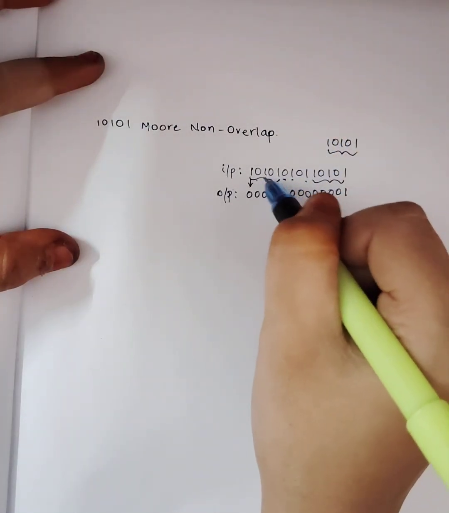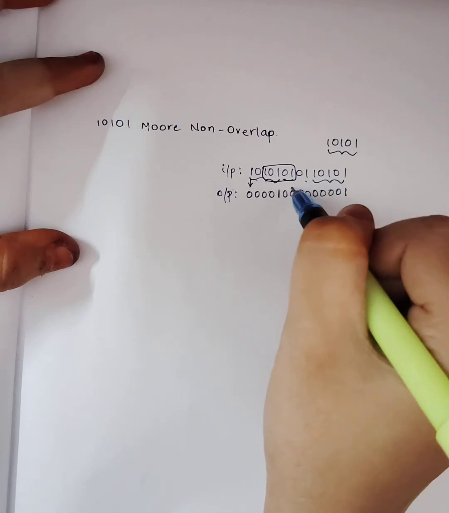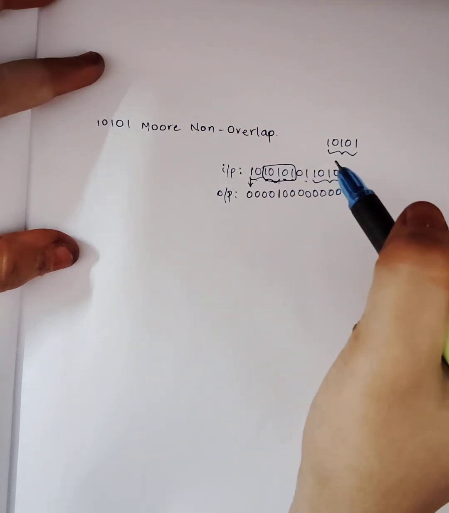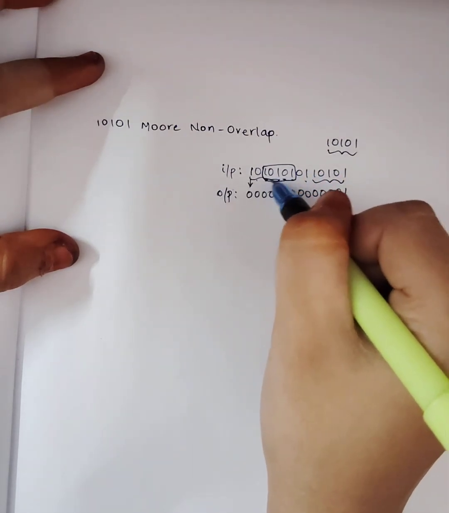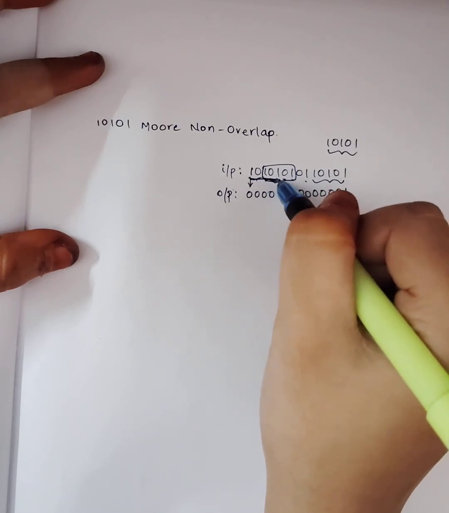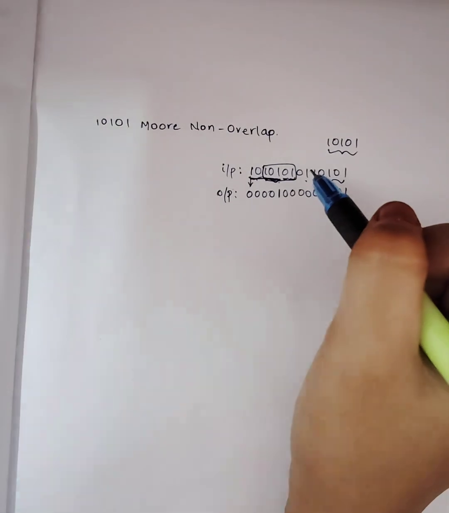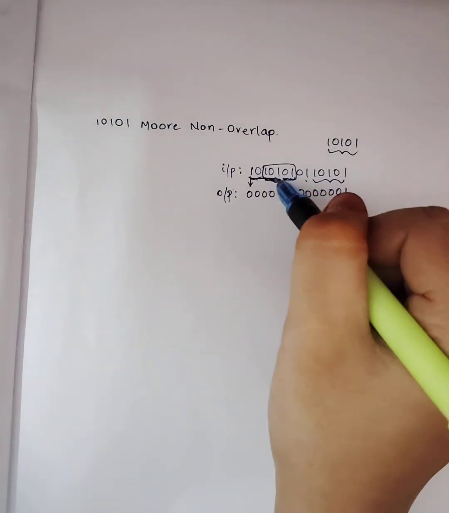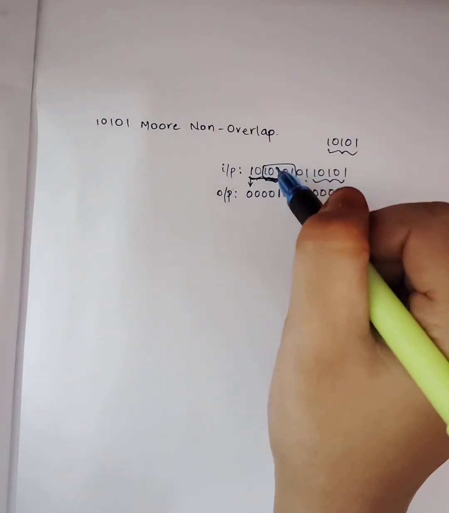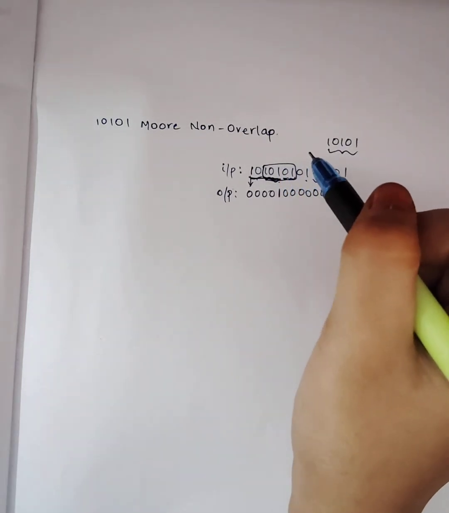Previously in overlap, if we observe this sequence 101, 01, here also we can make one complete sequence and our output can be 1. But here this 101 is already used for this sequence, so we can't use these 3 input bits for these 2. It will be overlapping. In the question they asked non-overlap, so we should not overlap this 101. Like, the input bits which are included in one sequence cannot be used for another input sequence. That is non-overlap.